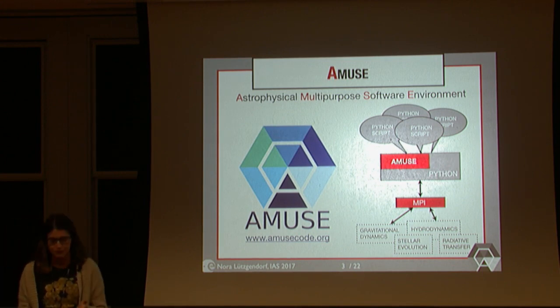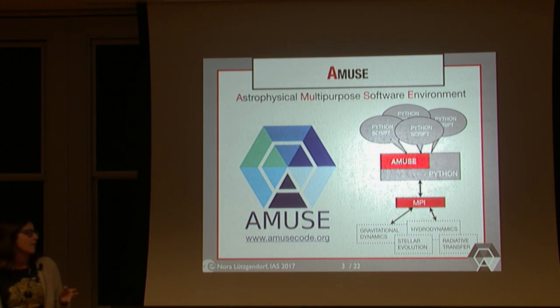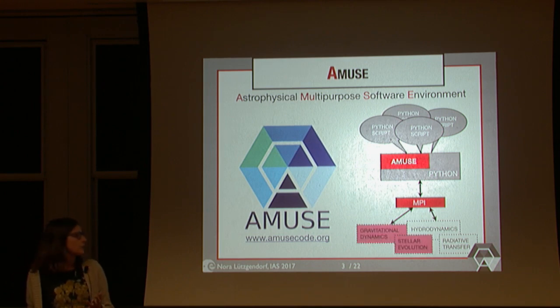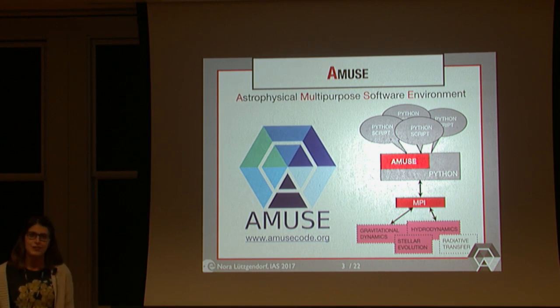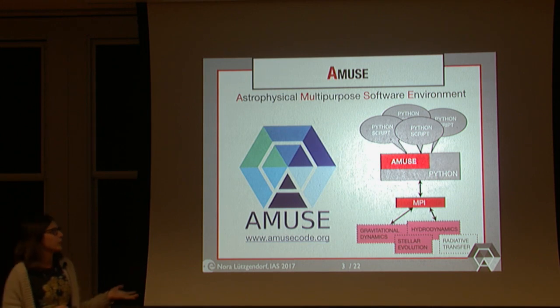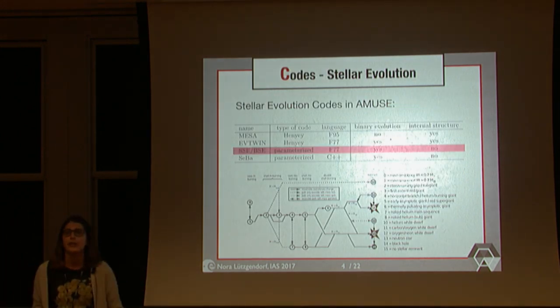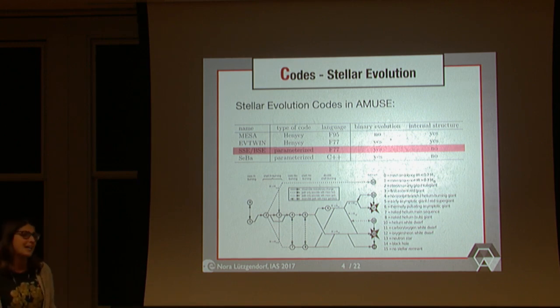So in our case, we needed basically all of these modules. But since when I started, the radiative transfer was still a little bit in a beta version, I only used those 3 modules to make my code: hydrodynamics, gravitational dynamics, and stellar evolution. So to introduce you real quick to those codes, this is probably outdated because AMUSE is growing every day, so there are more and more codes added every day.